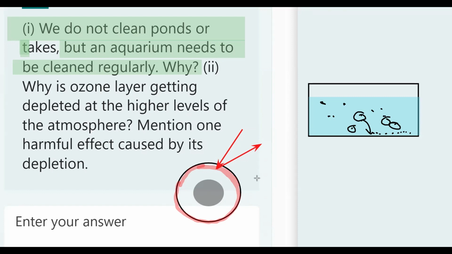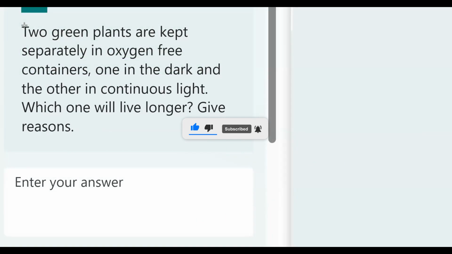But then the question is why it's getting depleted. It is getting depleted by the release of CFC. Basically CFC, chlorofluorocarbon, reacts with this ozone gas and depletes it. Therefore, a hole is created and the ultraviolet rays enter into the Earth's atmosphere. And you know that it causes several diseases in human beings, including skin cancer.